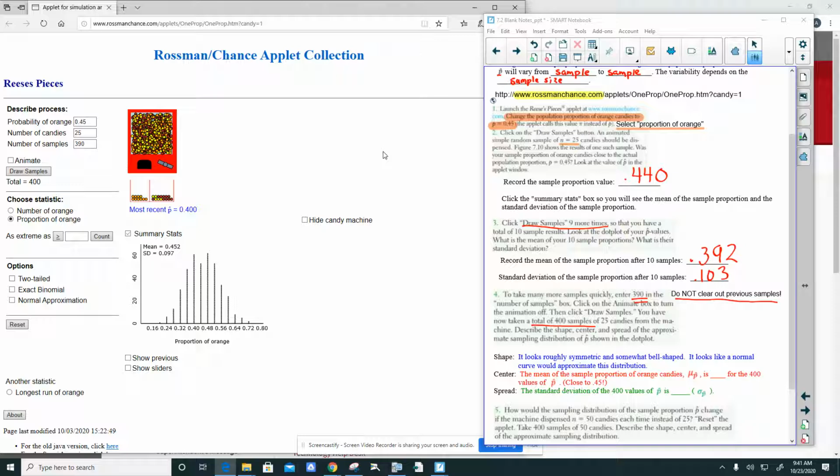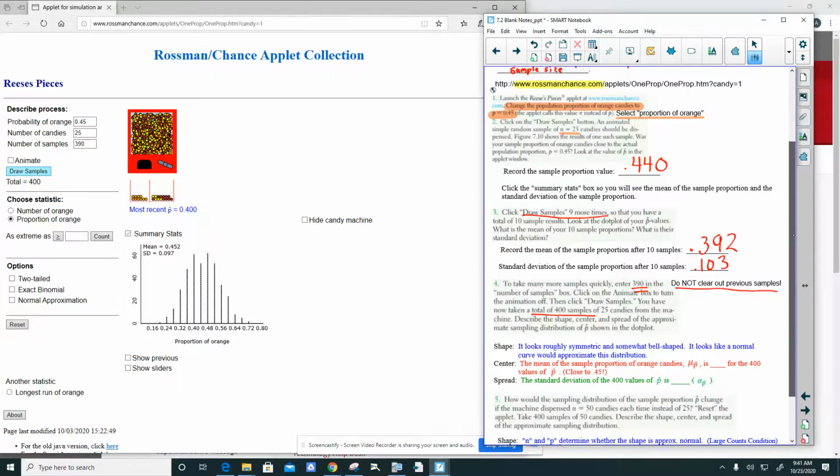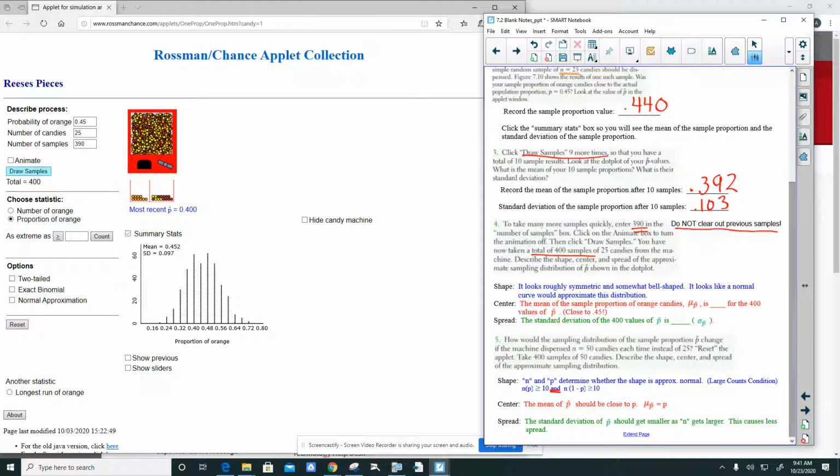It'll add all the dots on the dot plot, and you can see that brings the total number of samples taken up to 400. Okay. So this is quite a few samples. It tells us a lot as we start to look at the shape of the dot plot, where the center is, we can look at the mean, and we can look at the spread, the standard deviation here.